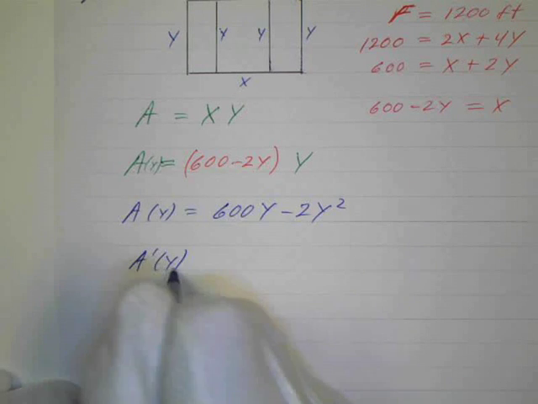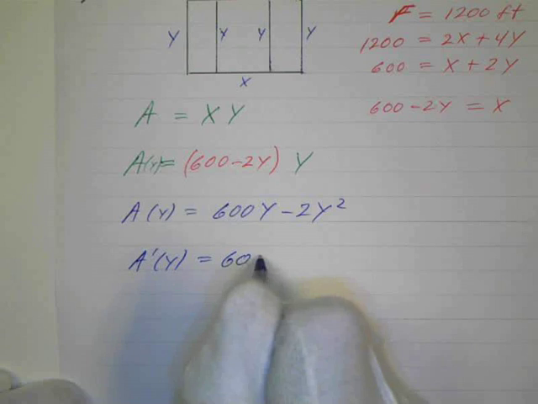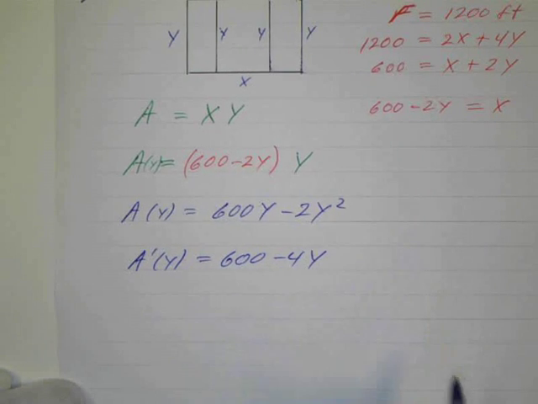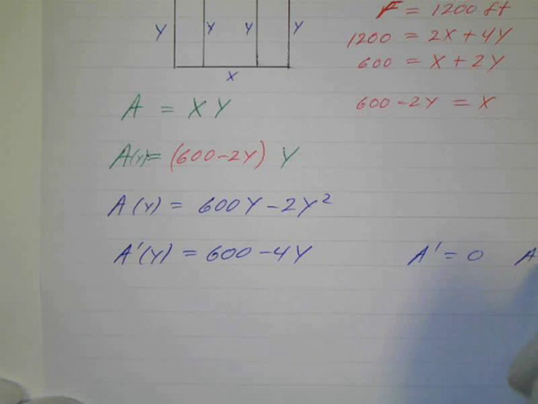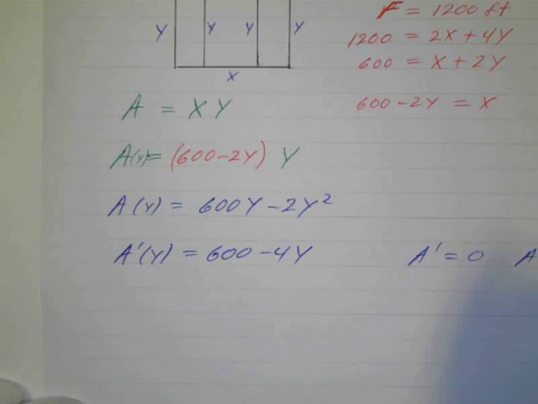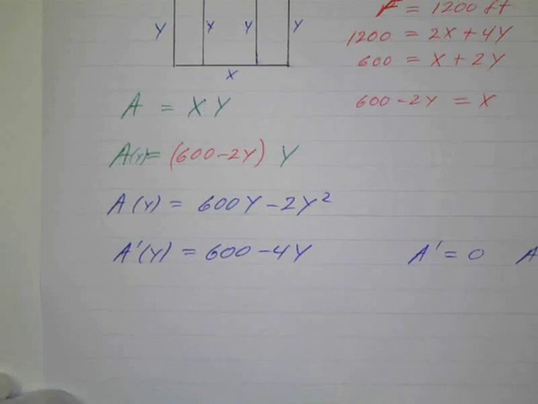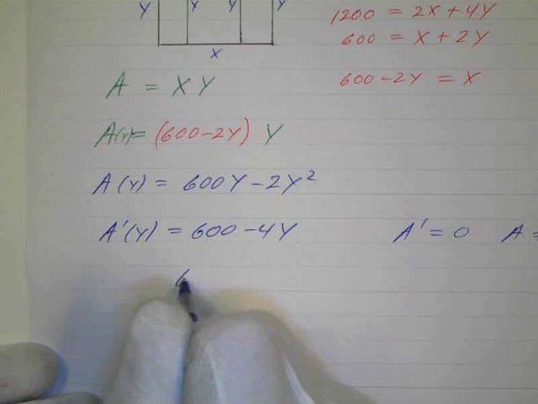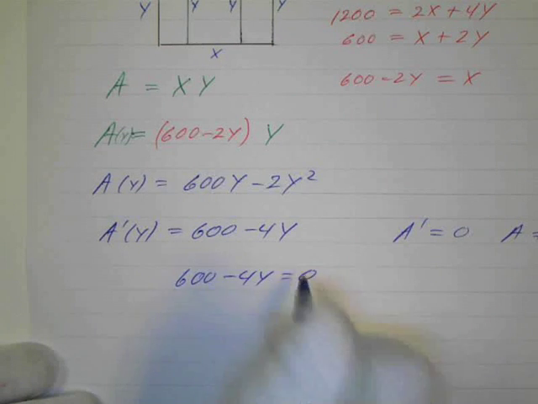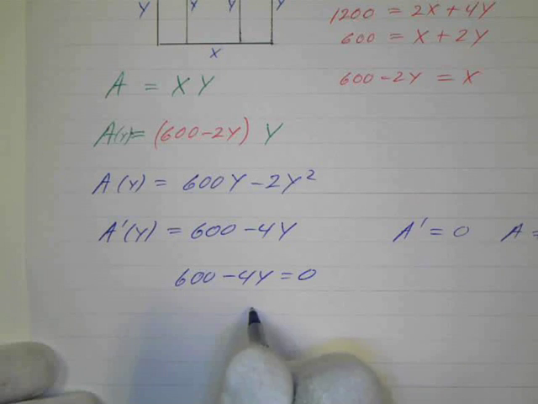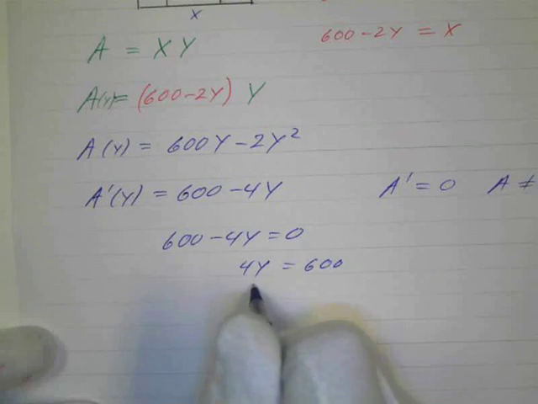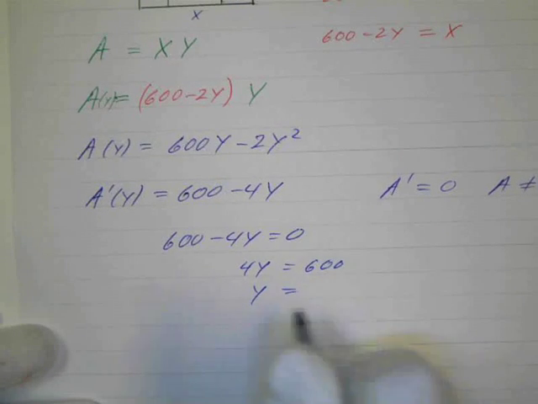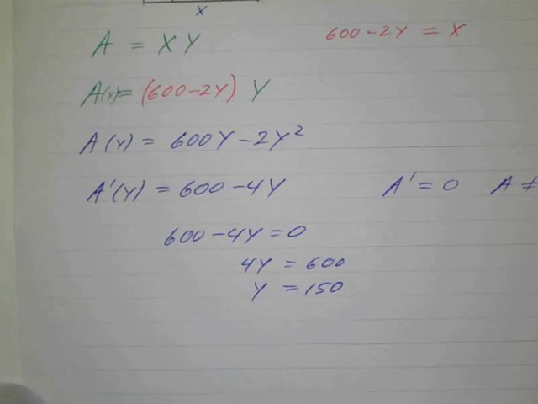A prime of y is just going to be 600 minus 4y. And again, a prime equals 0, or a prime undefined. I'm sorry, equal to 0. It could be a 0, but it can't be undefined. All right, so we just set this equal to 0. So 600 minus 4y equals 0. If I add 4y to both sides, 4y equals 600. So y equals, and 4 goes into 600, 150 times. So that's y.